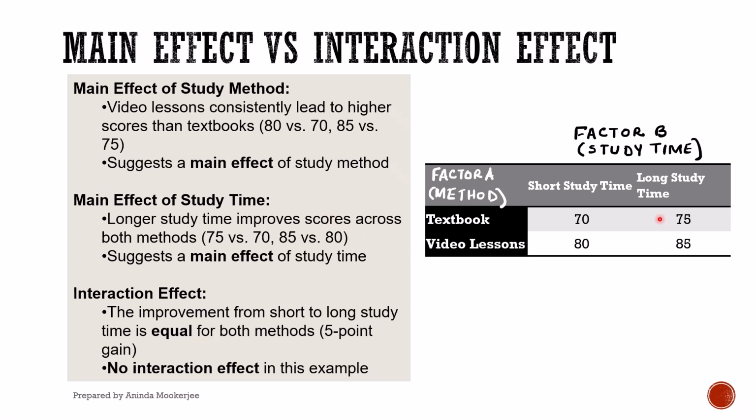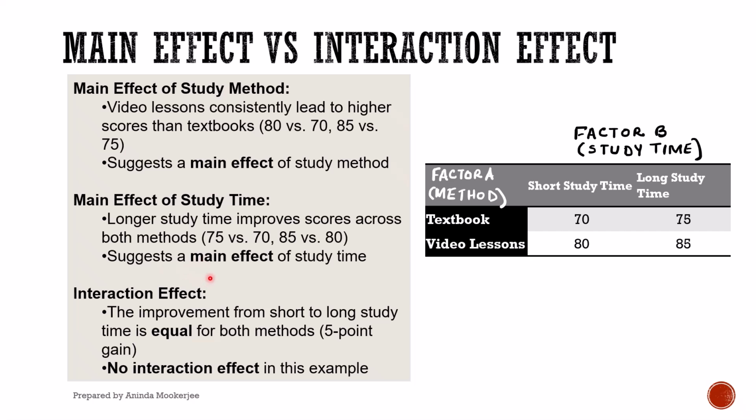The other one is the study time, factor B. For that, we compare two values here, 75 minus 70 and 85 minus 80. Both of them have a better score if long study time is used, irrespective of whether they use the textbook method or the video lesson method. It shows longer study time improves scores across both methods.